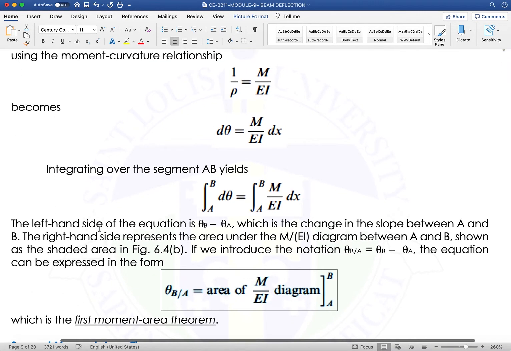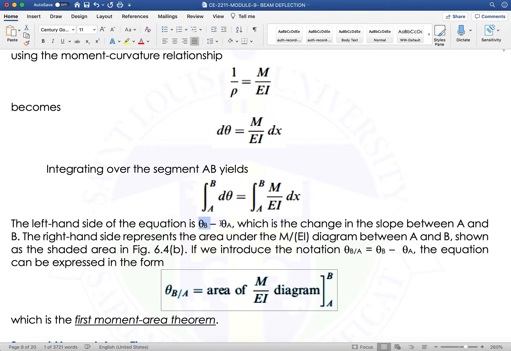The left hand side of the equation is theta B minus theta A, which is the change in the slope between A and B. The right hand side represents the area under the M over EI diagram. This is the area, and this is the change in slope from A to B.